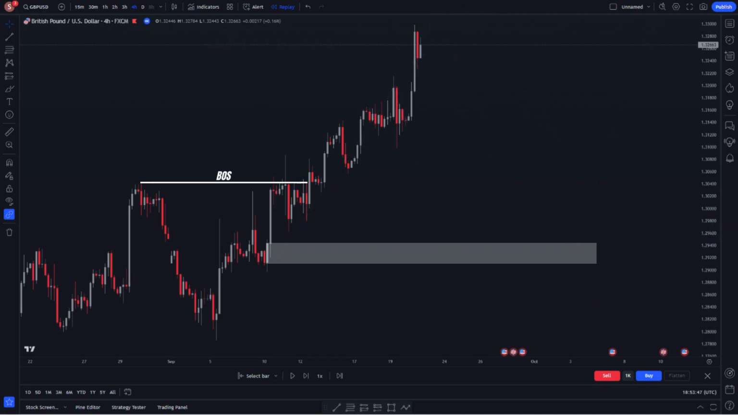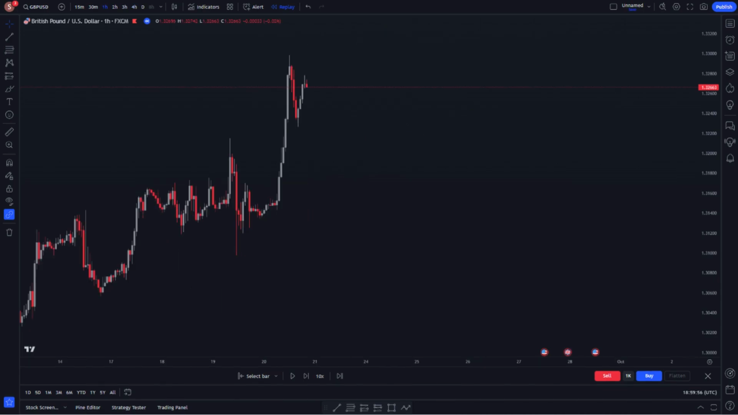To catch the start of the pullback, we have to transition to the lower time frame and wait for a change in market character within the lower time frame structure. On this lower time frame, we wait for the price to break below this local swing low. Once that happens, it means that this is the point of market exhaustion, indicating the start of the pullback. From here, we can start looking for our short-term selling opportunities.